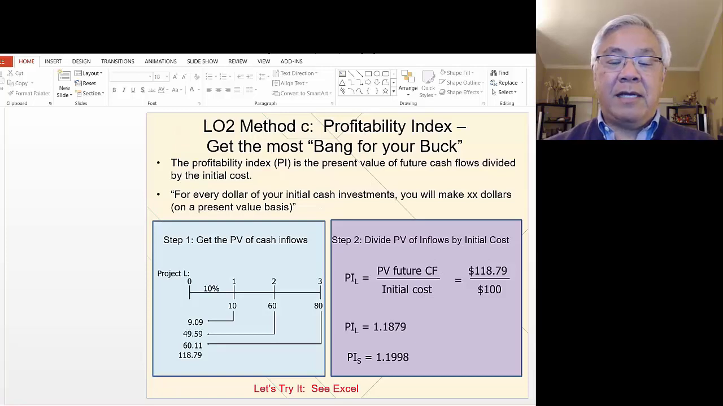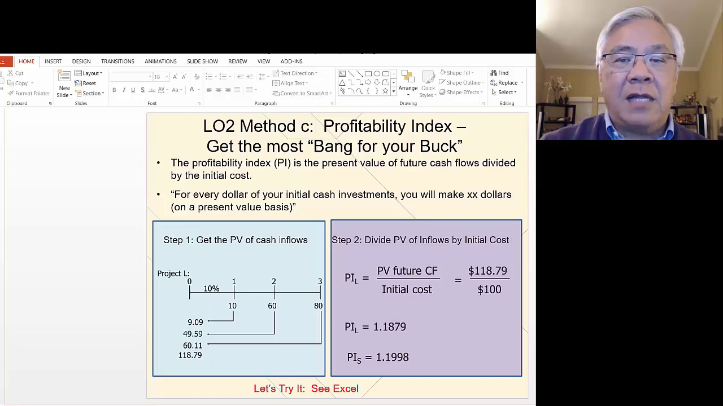We can now look at yet another method. As I mentioned, we're going to look at a lot of tools here. This is the profitability index, and one way to think about this is which project gives you the most bang for your buck. The numerator is the present value of all the cash flows, and the denominator is your initial cost. What we say is, for every dollar of our investment, how much money do we make on a present value basis? So that's the answer.